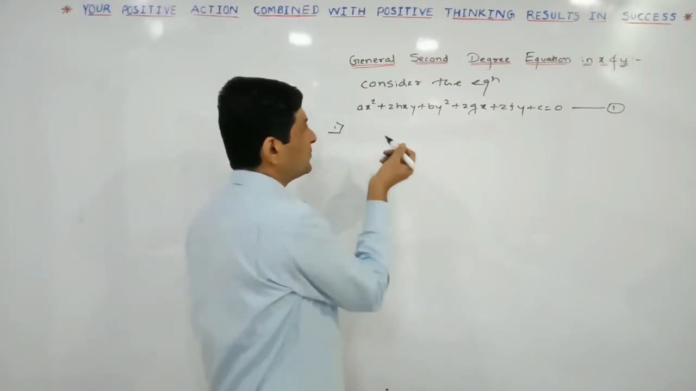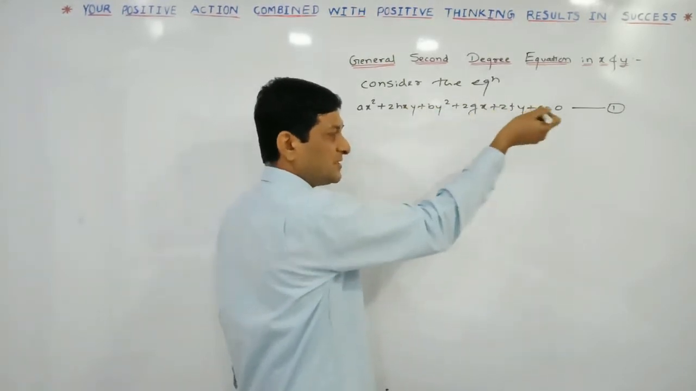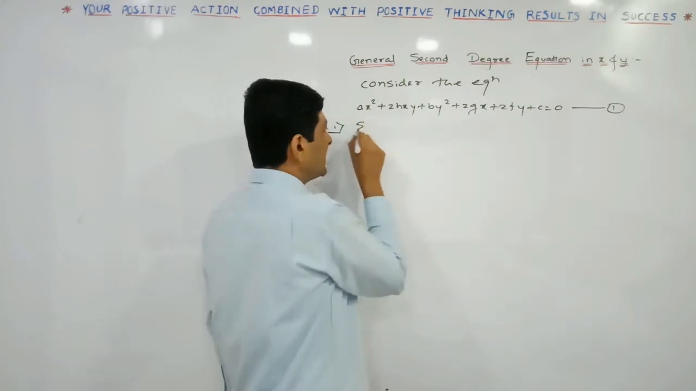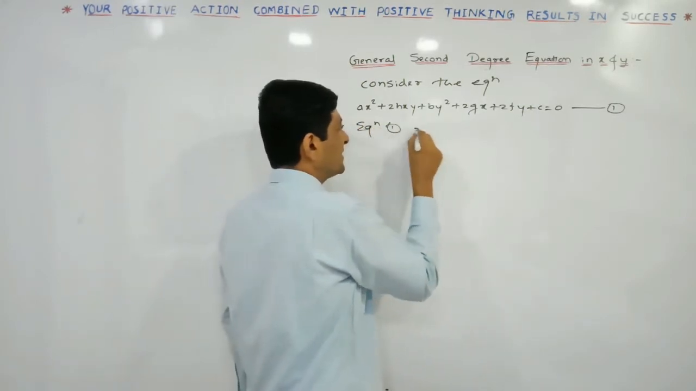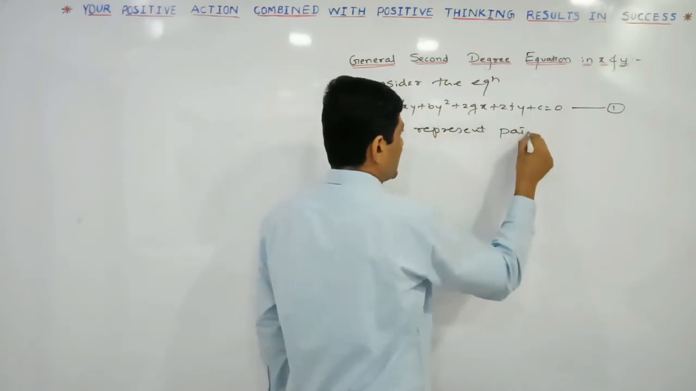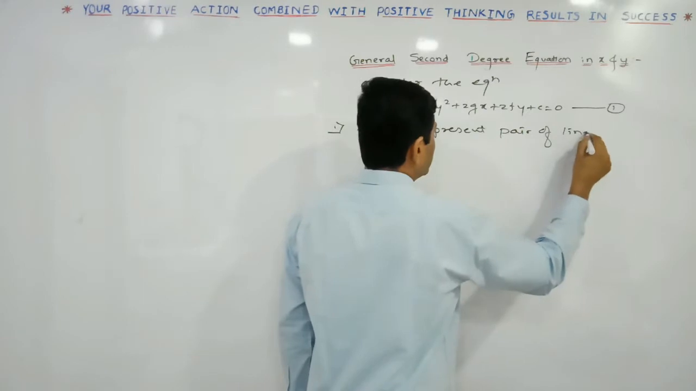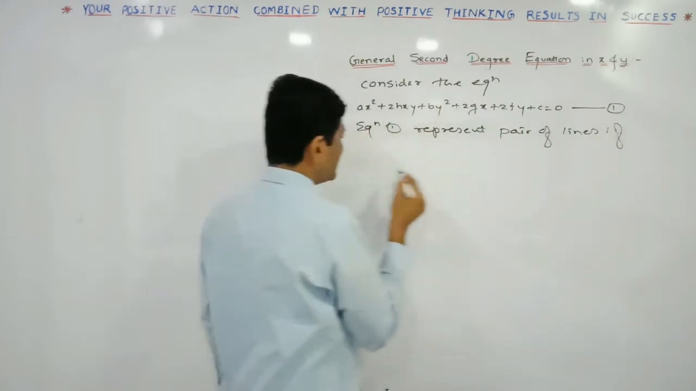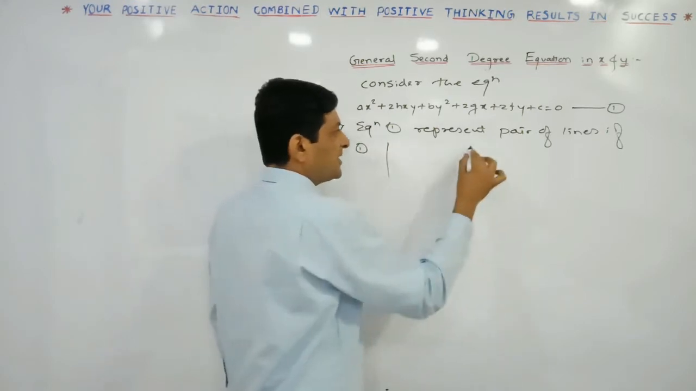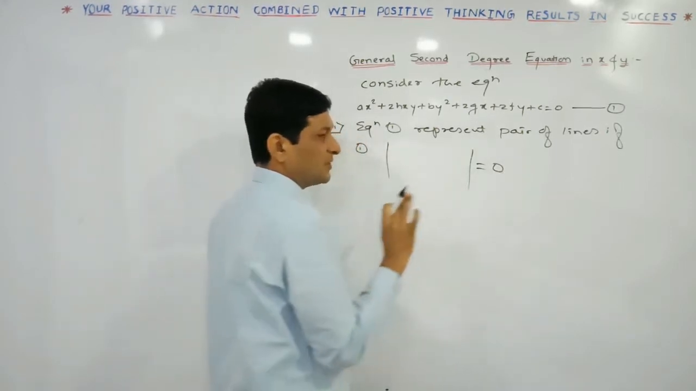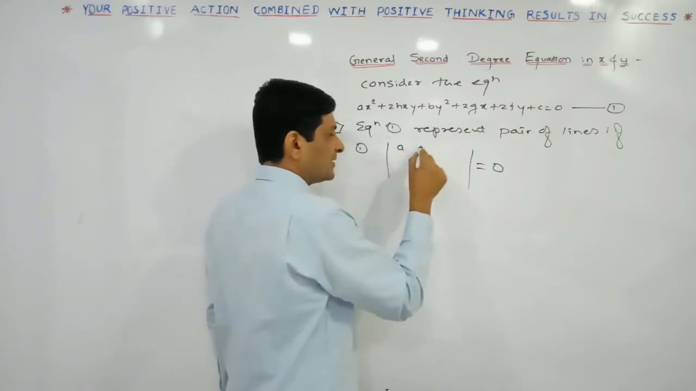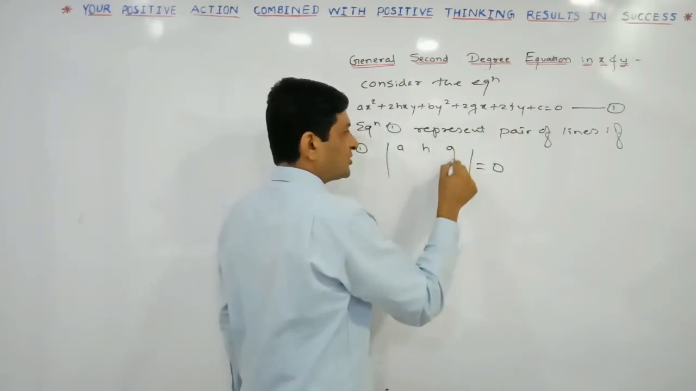So see the first important result. We have already denoted this general equation by equation number first. So here we can say that equation first represents a pair of lines if this condition is satisfied. So here the first condition is that the value of the determinant will be equal to 0. Now try to understand the elements of this determinant. A, H, G.